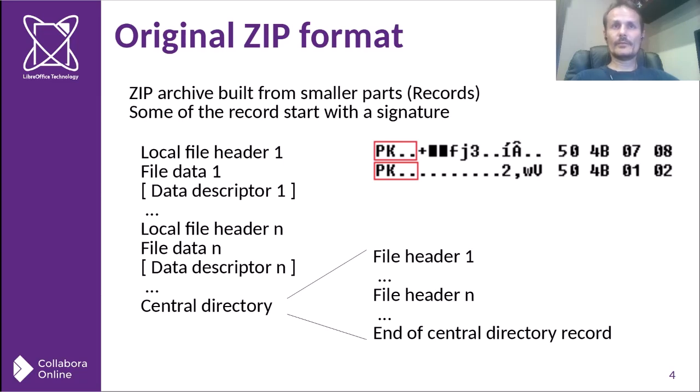This example that I wrote here is a simple basic zip archive. It doesn't contain every part. I mean, there are more kinds of records in a zip archive. Usually I wrote here only what is important for us.